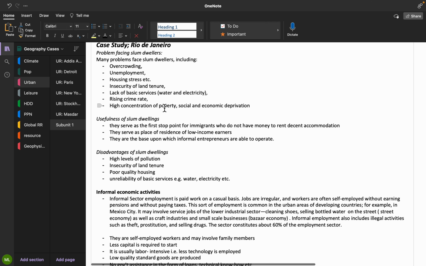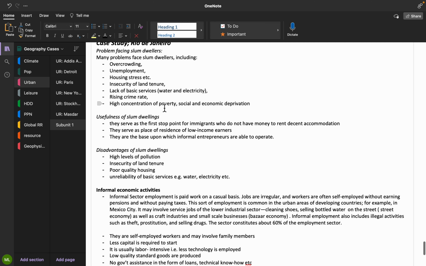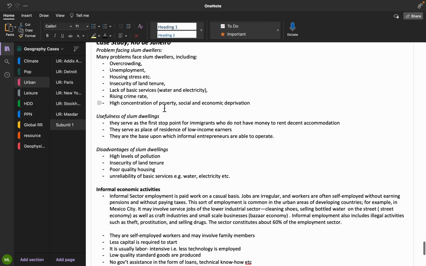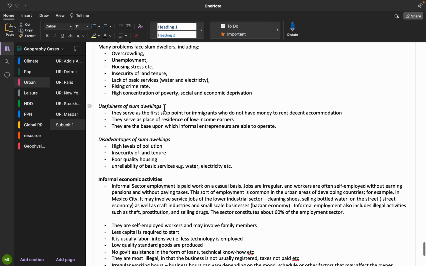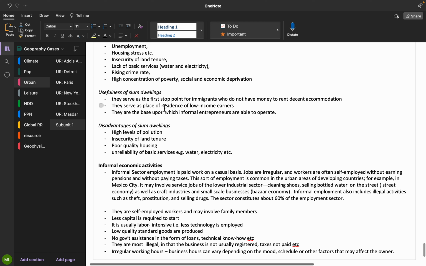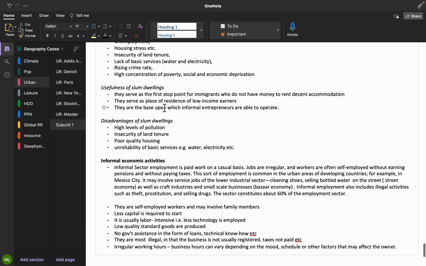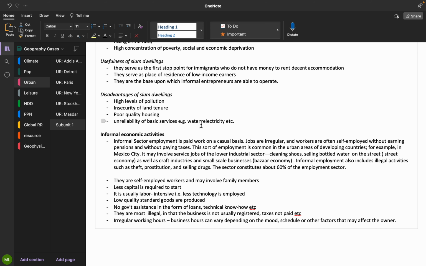But you have to realize that slums are actually useful for people because they serve as a first stop point for immigrants who do not have money to rent decent accommodation. They serve as a place for residents, for low-income earners. They are a base upon which informal entrepreneurs are able to operate. So yes, you have to think about that. But there's still disadvantages to slum dwellings, like pollution and insecurity of land tenure and poor quality housing, unreliability of basic services like water and electricity.